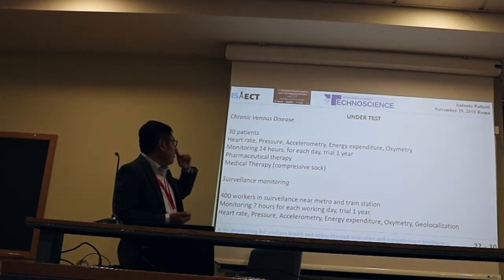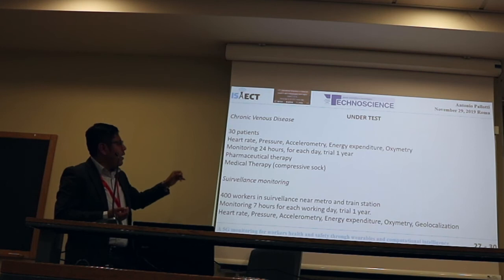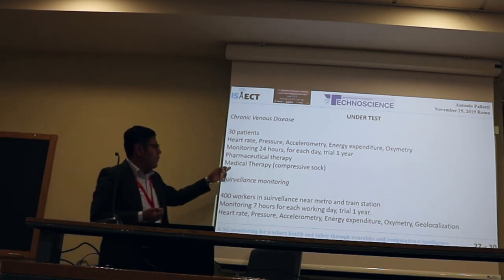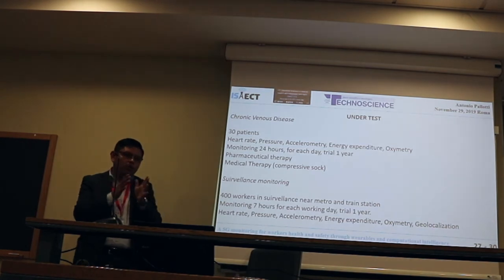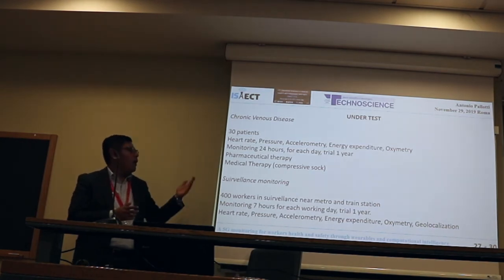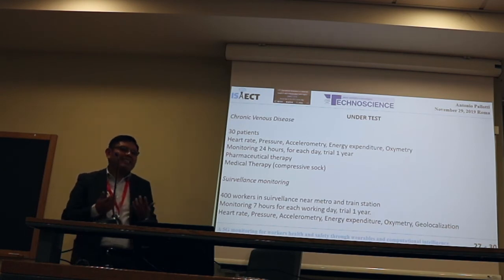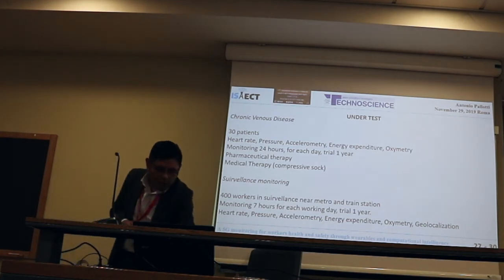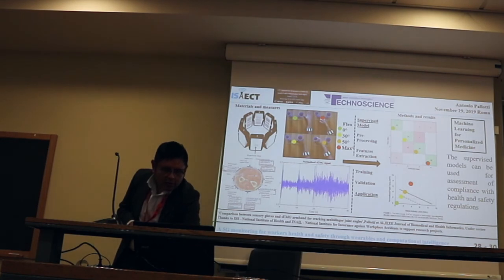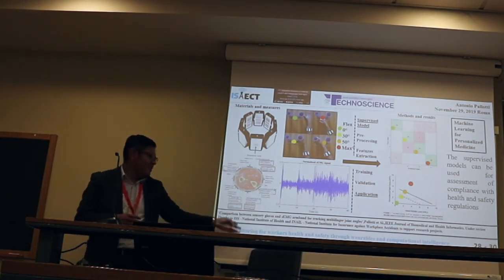So we are collecting these patients in correlation with a medical therapy. In this case, a compressive shock that applies compression to the leg for this particular disease. So we want to understand if there's an optimization of the therapy. So I will finish. This is only one example of the machine learning model because it's under review.